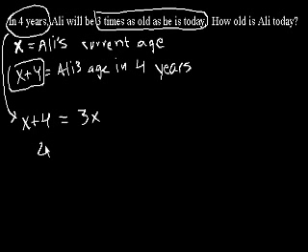Subtract X from both sides. You get 2X is equal to 4. X equals 2. So Ali is 2 years old today. And that makes sense, because if he's 2 today, in 4 years he's going to be 6, which is going to be 3 times as old as he is today. So it all works out. Let's do another problem.